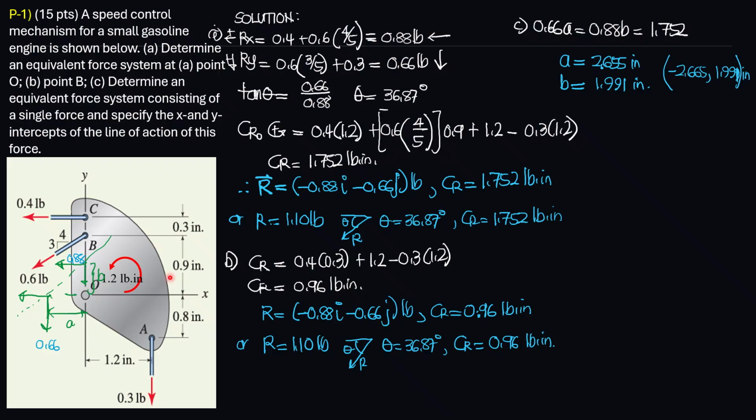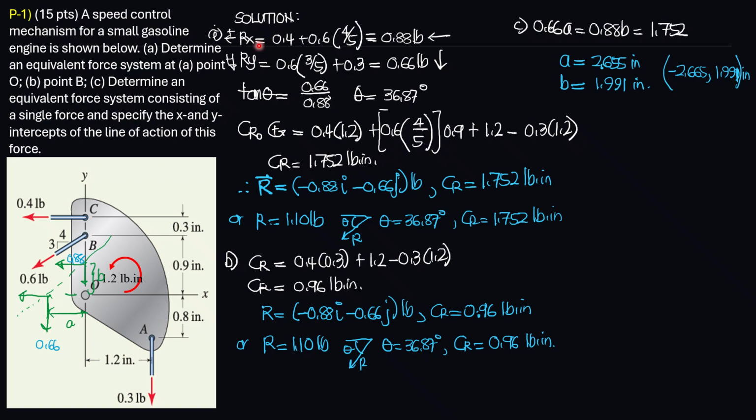Here is the solution to your second quiz. A speed control mechanism for a small gasoline engine is shown below. Determine A, an equivalent force system at point O, B, at point B, and C, determine an equivalent force system consisting of a single force and specify the x and y intercepts of the line of action of this force. So for part A, let's solve for the resultant force first.